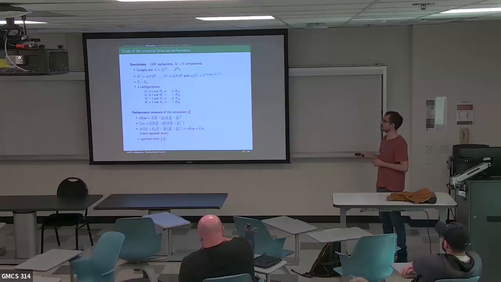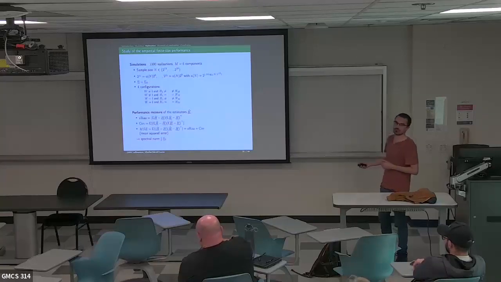So in this configuration, you can have mixing or no mixing, or self-similarity parameters that are all equal or all different. The performance is measured in terms of bias, covariance, and mean squared error. And since the estimators are vectors, these measures are matrices. So to measure the performance, we consider the spectral norm of this matrix.